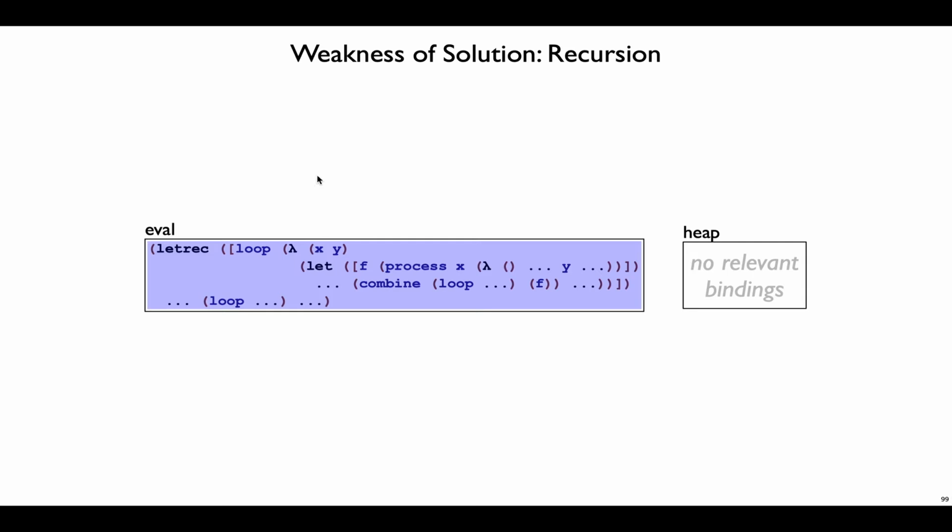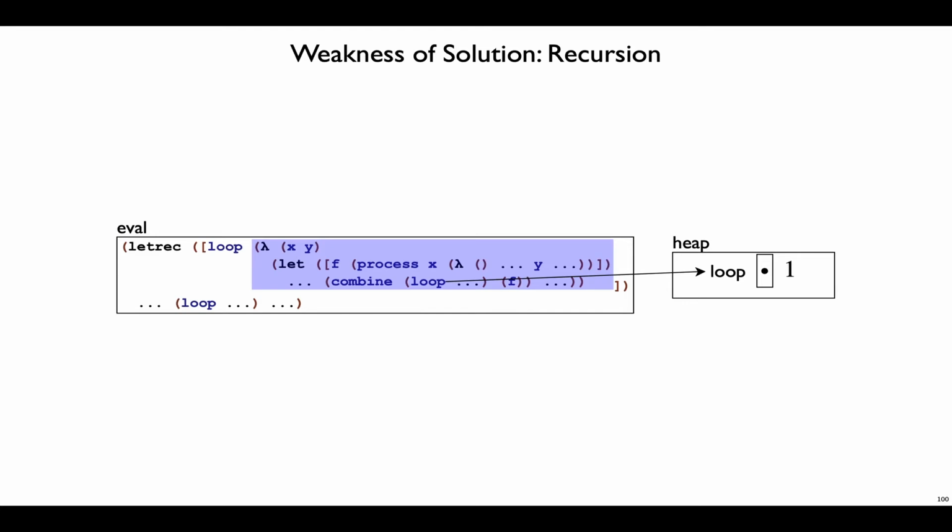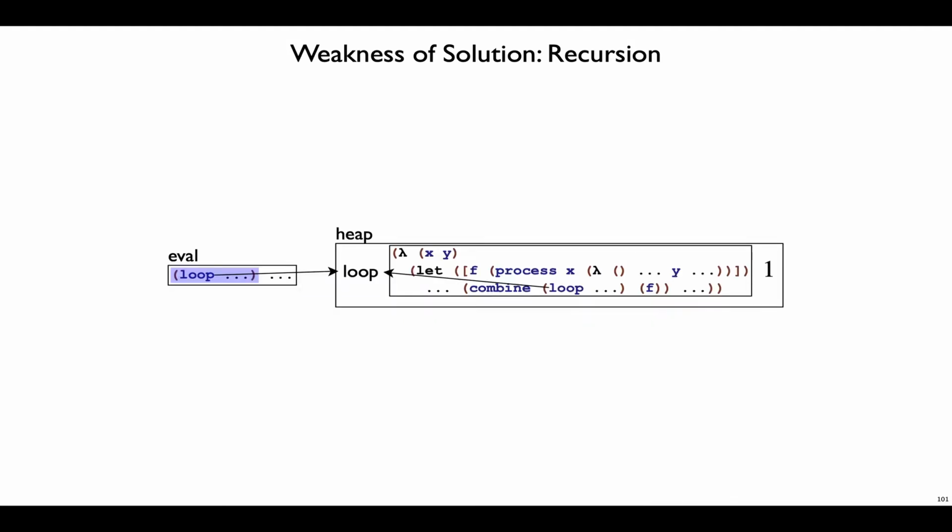The first step to evaluate this letrec is to evaluate the right-hand side of the binding. This creates a dummy entry in the heap with an abstract count of 1. This expression is a lambda, which is a simple expression, and evaluates immediately. We then proceed to the body of the letrec. Now, the binding to loop has been resolved, and we can perform the call.